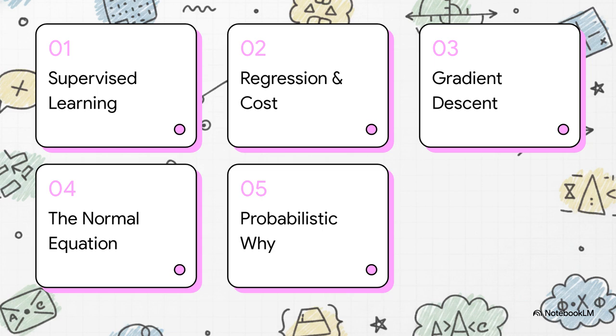Okay, let's dive into this. Here is our roadmap for today. We'll kick things off with the supervised learning problem, define linear regression and cost, explore gradient descent algorithms, check out the normal equation shortcut, and finally arrive at the probabilistic why.